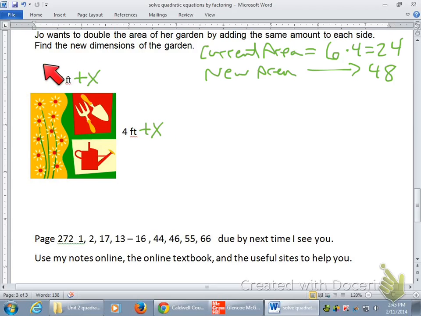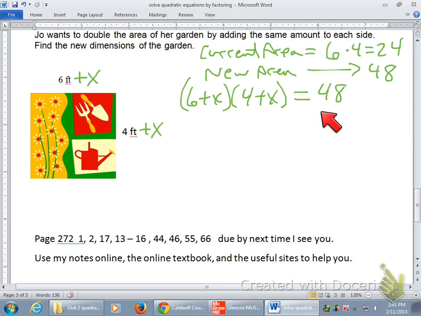Well, how would you find the area if I know the length and the width? Multiply them. So let's multiply 6 plus x times 4 plus x. And what do I hope that equals? 48, because she told me she wanted to double it, remember? The old one was 24, the new one has to be 48, so we want this to equal 48. So I just got to multiply, right? Do you mind if I switch the order of this right now? All right, x squared plus 10x plus 24 equals 48, right?